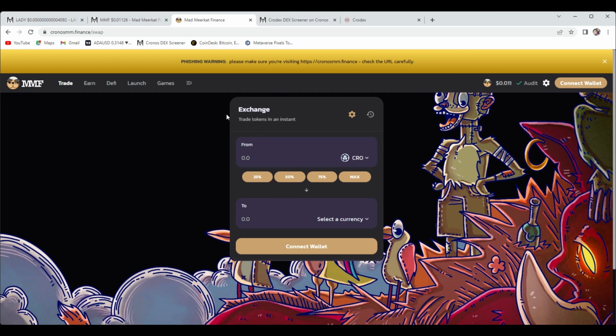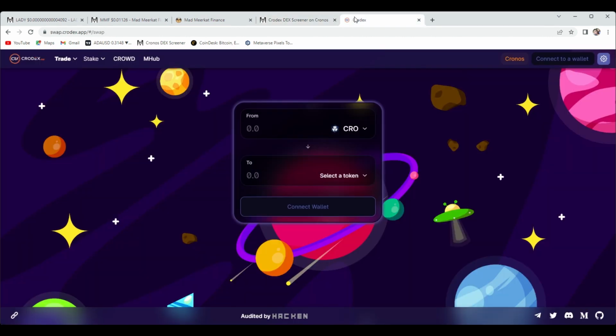So I have MMF swap up, and this is going to be one of two swaps that I'm going to show you, but basically you can use pretty much any of the swaps that are going to be on DeFi. And a swap is basically what you're going to use as an exchange through your DeFi wallet. If you look at the bottom of your DeFi wallet, it's going to have a bunch of little swaps, and MMF is going to be one of them. And Crodex is going to be another one.